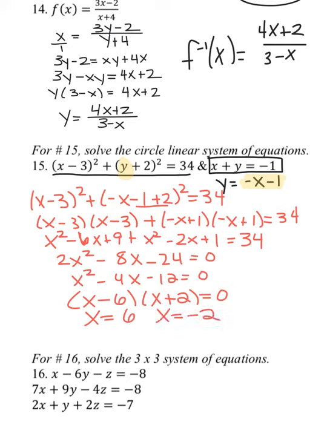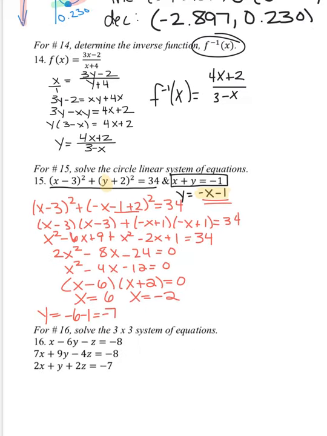I'm not done yet though, because again, the answer to systems, I need coordinates. So my y values, y is equal to negative x minus 1. So negative x minus 1 gives me negative 7. So one of my solutions is 6 comma negative 7. The other one, y is equal to negative x minus 1. The other one is negative 2 comma 1.